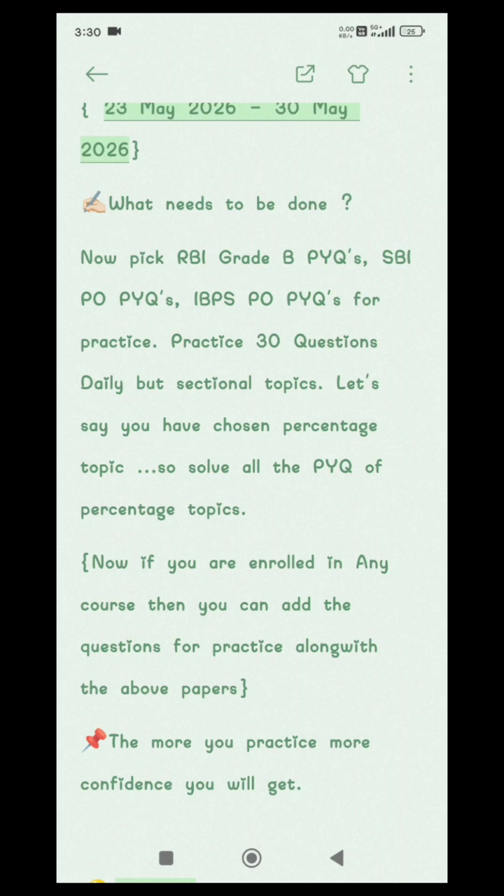You have to practice 30 questions daily, but from sectional topics. If you are taking percentage, then percentage only. If you are taking average, average only. If you are taking DI, DI only. Let's say you have chosen percentage, so you solve all the PYQs of percentage topics.